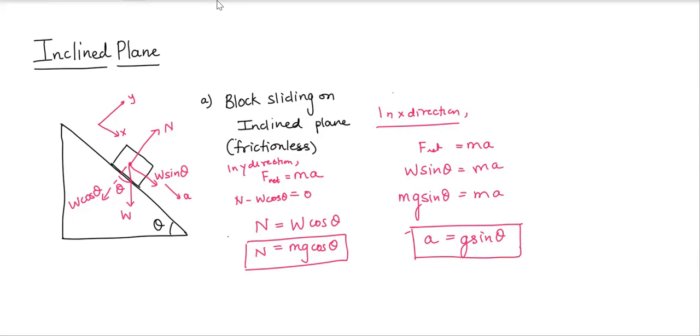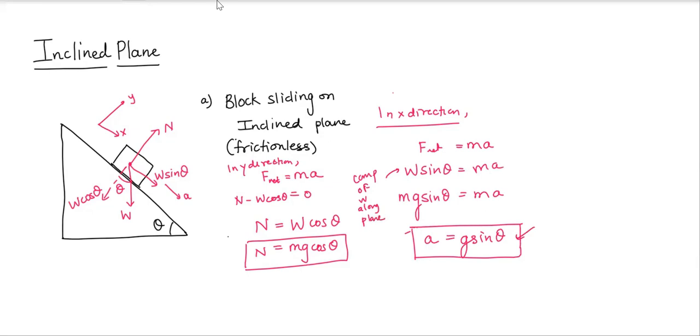So we can say that the acceleration is caused not by the weight itself, but rather by the component of the weight along the direction of the plane. Mg sin theta is the component of the weight along the direction of the plane.